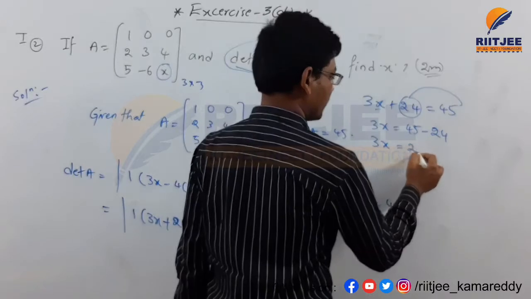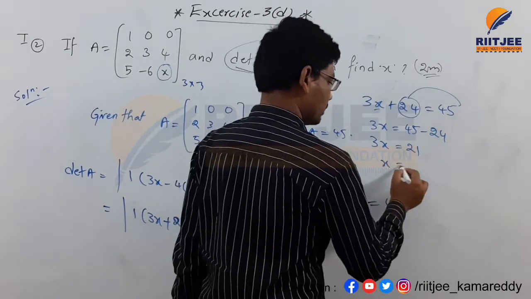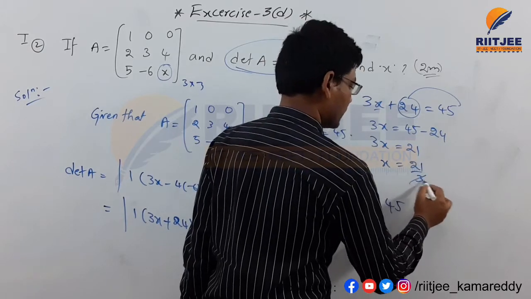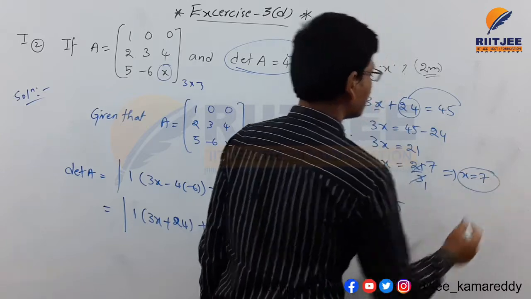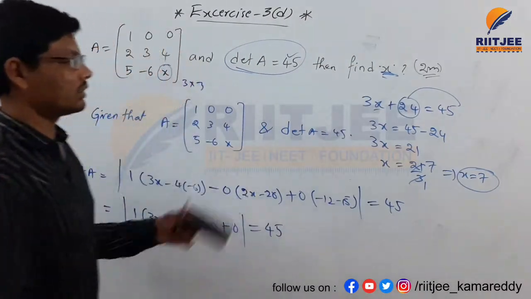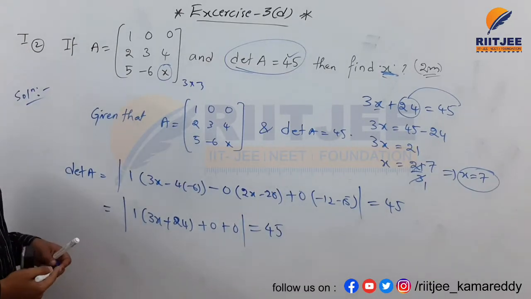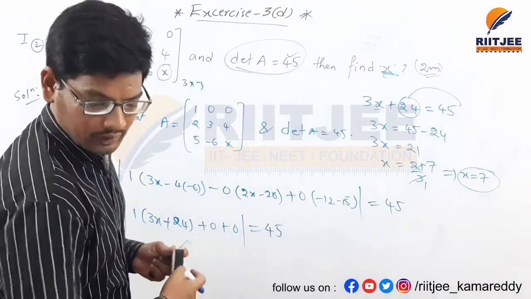3x is equal to 21. X is equal to 21 by 3, and 3 sevens are 21, which implies x is equal to 7. Finally we got the value x is equal to 7. This is all about the solution of this question. And let's go for one more question.